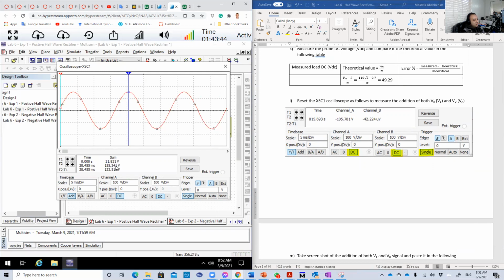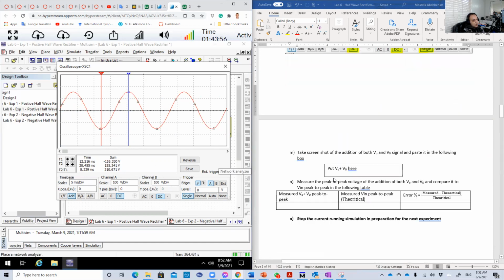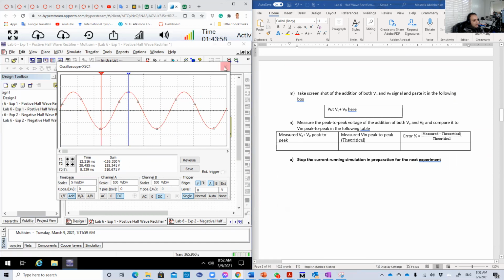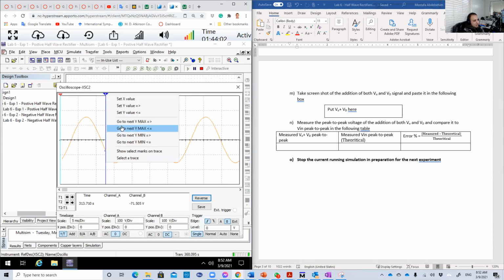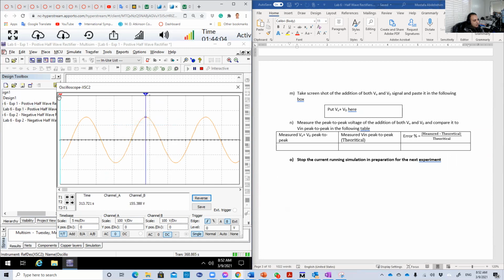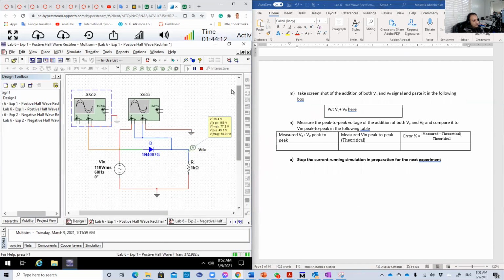We can go, for example, to the max here. It's 155.341, and we can set this to the min. It is minus, exactly the same. And this is basically the input. If you measure the input back here, you will find this is exactly the input. So let's go to the max, and set this to the min. Exactly the input. Okay, guys, that was experiment 1.